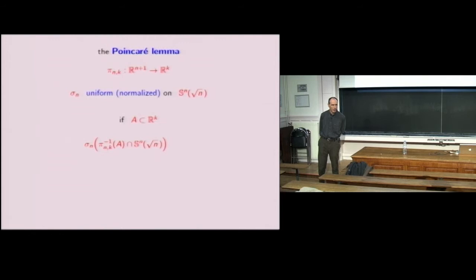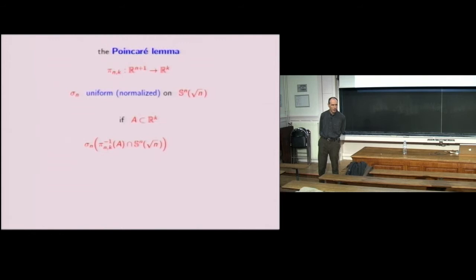So what is this lemma? Suppose you look at this projection, where n is supposed to be large, much larger than k, and you project R^n or R^(n+1) onto R^k. And you denote by sigma_n the uniform measure on the sphere S^n, but now with radius square root of n. You take a set on R^k, you lift it to the sphere, and then you take the uniform measure.